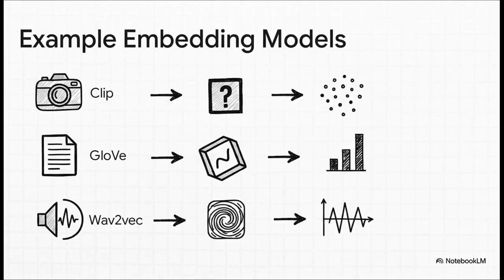And of course, you need the right tool for the job. There are different models for different types of data. For images, you might use something like CLIP. For text, maybe a model called GloVe. For audio, there's Wav2Vec. Each one is a specialist, trained to understand the little nuances of its data type and translate it into a meaningful vector.